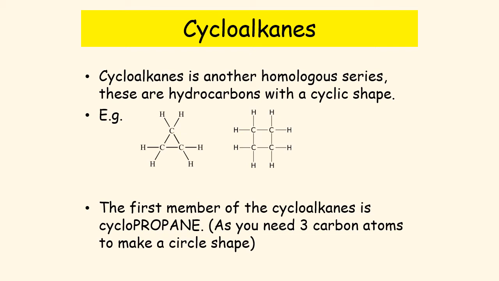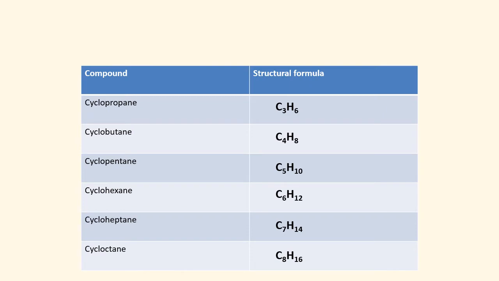So if there's 3 carbons, it's prop. If it's 4, it's but. And you give it the name like it is an alkane, and all you do is add cyclo in front of it. So the examples that you need to know are cyclopropane, C3H6, cyclobutane, C4H8, cyclopentane, C5H10, cyclohexane, C6H12, cycloheptane, C7H14, and cyclooctane, C8H16.